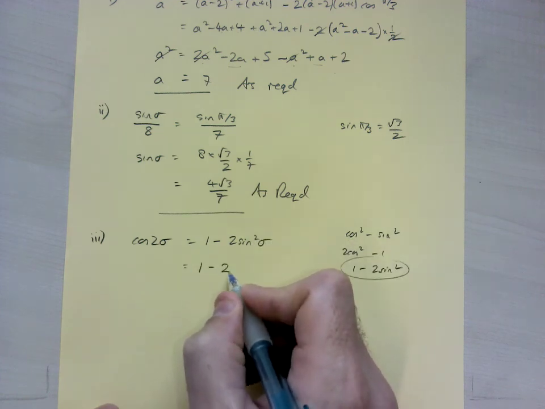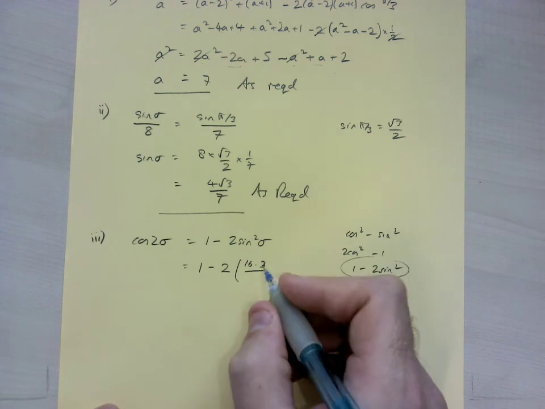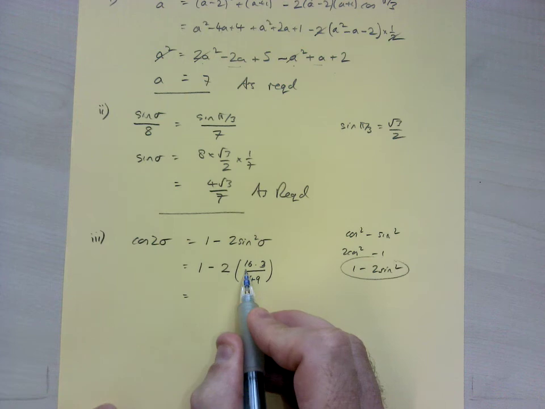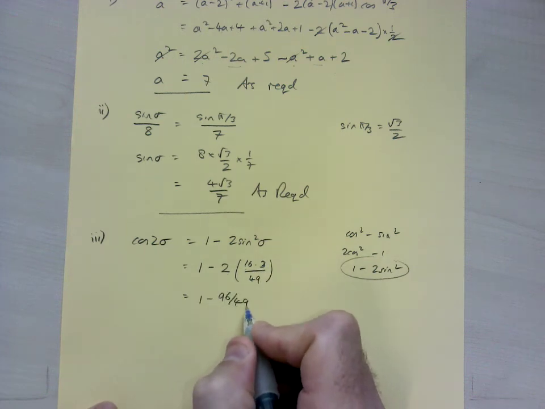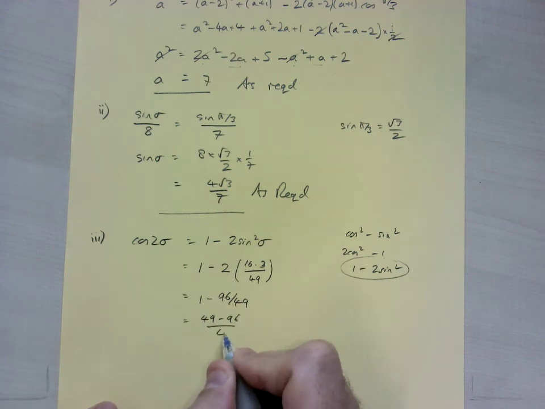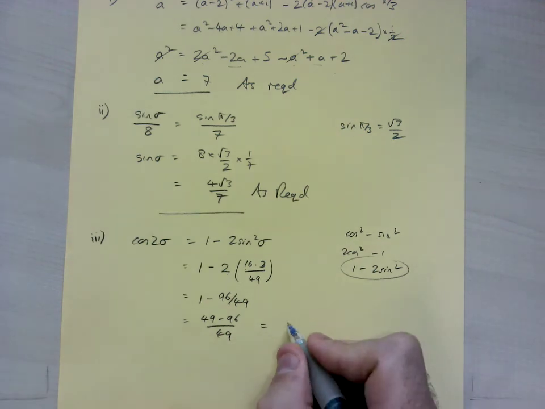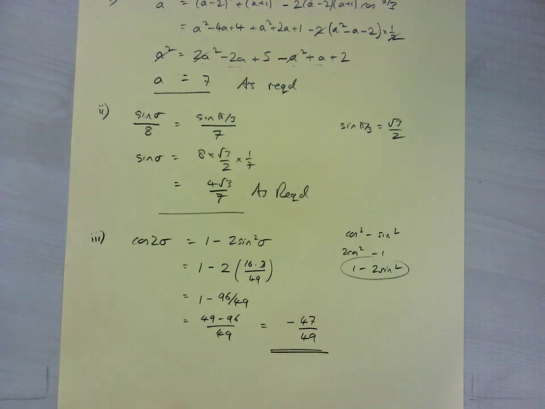So it's 1 minus 2 lots of, let's square this, 16 times 3 on 49. Let's work this out. 2 16s are 32 times 3, 96. So it's 1 minus 96 on 49. So that's 49 minus 96 on 49. That turns out to be, I need to do a bit of arithmetic there, that's minus 47 on 49. So that's answered there. So that's part A done.